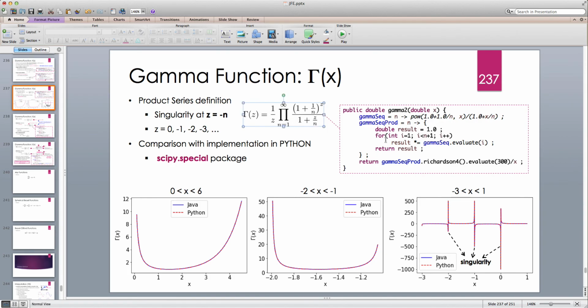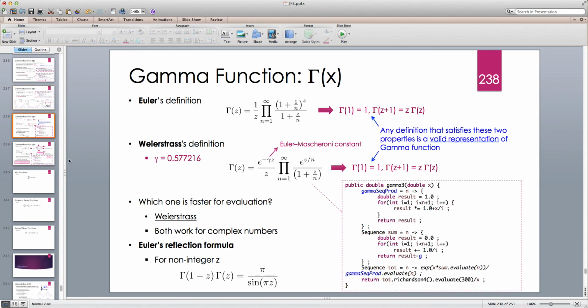All right, but there is one thing that we can do better, and that's how we are evaluating this. In Euler's definition, we take 1 plus 1 over n to the power of z and multiply them. So we have to take the power and multiply them n times, and n goes to infinity, right? But again, because the gamma function was defined based on a property, not an actual elementary definition, we can also have other definitions. So the other one is Weierstrass.